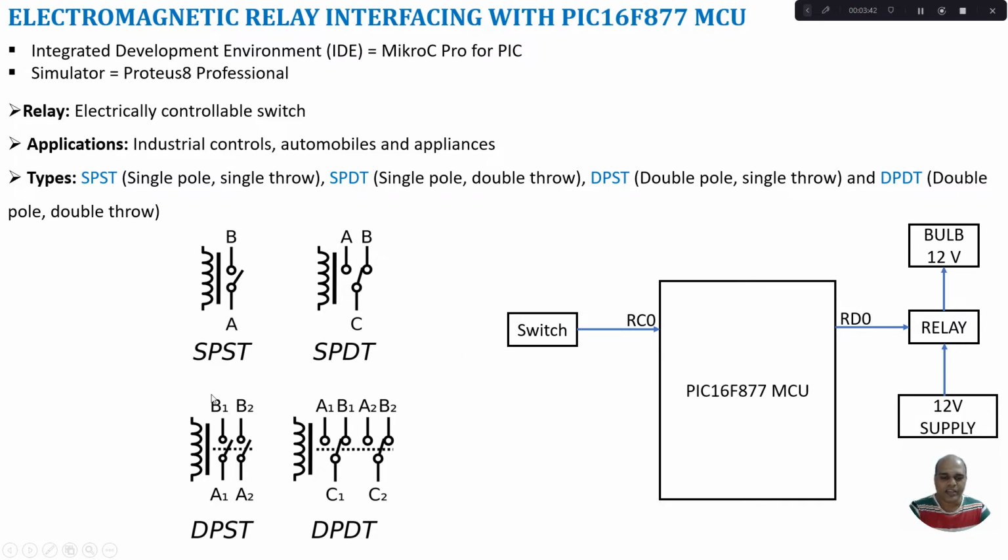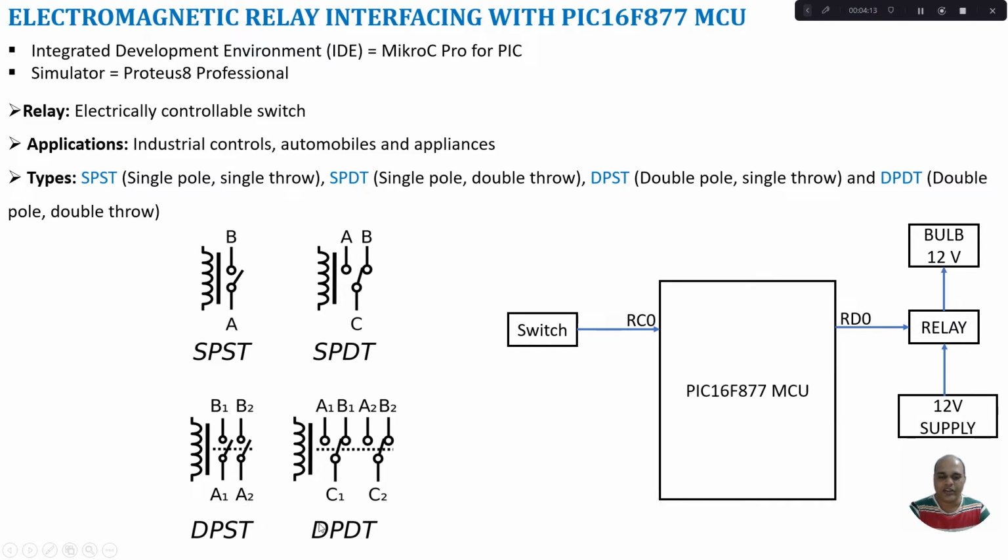Next type is DPST. So here it is double pole single throw. Double pole means now controlling of 2 devices can happen simultaneously by exciting the coil. So by exciting the coil, the appliances connected to B1 and B2 can be switched on or off simultaneously. And the supply given to A1 and A2 can be diverted to B1 and B2 simultaneously. So this is the double pole single throw relay.